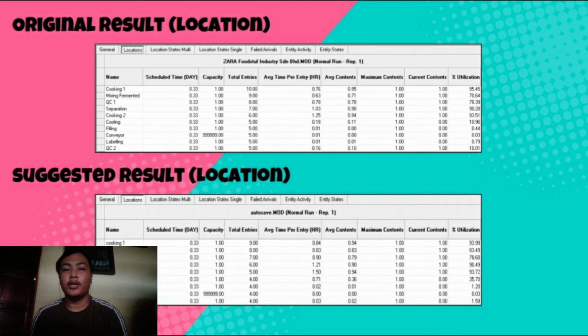Okay, next. So now we will move to the original result. We focus more on location. For the cooking one location, the utilization is 95.45%. For mixing fermented location, the utilization is 70.64%. For QC1 it is 78.39%. Separation 90.28%, cooking two 93.51%, cooling 10.96%, filling 0.44%, conveyor 0.03%, labeling 0.79%, and QC2 10.1%.